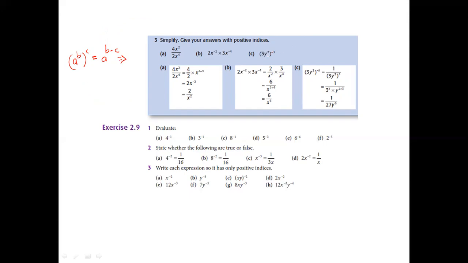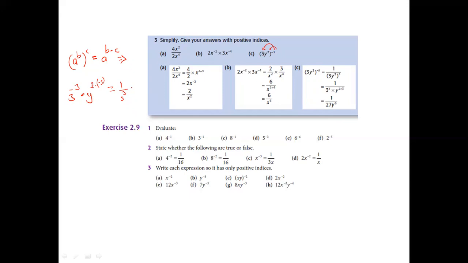And 3 times y squared in a bracket, and the power is minus 3. That's why you can multiply the power minus 3 by each: we will multiply the powers 2 and minus 3. So 3 to the power of minus 3 times y squared to the power of minus 3. What is 3 to the power of minus 3? You will change the place to the denominator, 1 over 3 cubed, and times, what about the variable y?